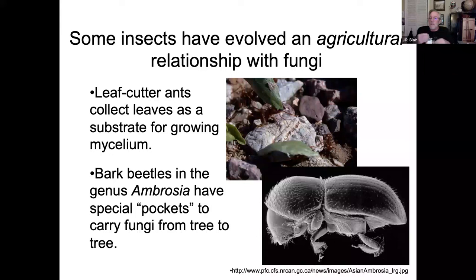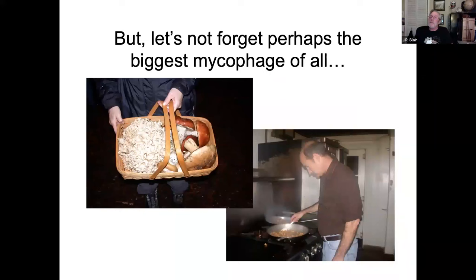They're called bark beetles because they burrow into the bark. They have this fungus that they have brought with them from the previous tree that they were in. And then they basically spread that mycelium around. The mycelium starts eating the wood, and then the beetles eat, specifically the larvae eat the mycelium that's in there. They have literally evolved a way to carry it from one tree to another with them as they spread around. And then finally, let's not forget the biggest mycophage of all, Mark Lockerbie.